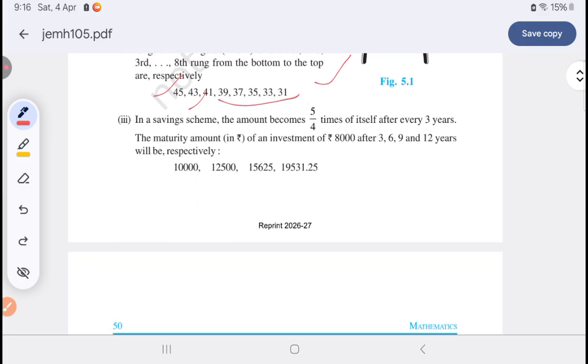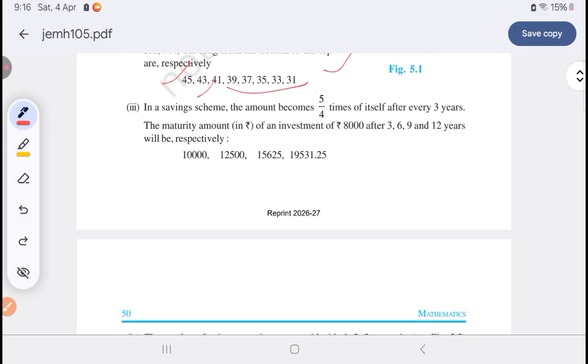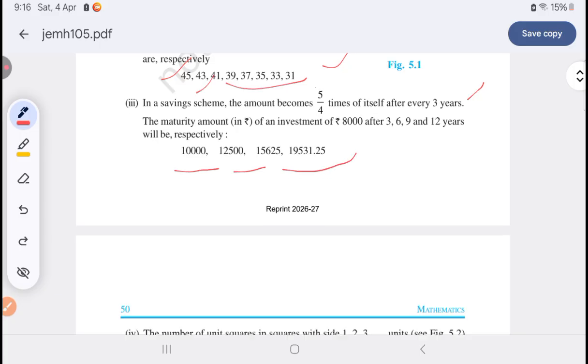And a similar problem. In a savings scheme, the amount becomes 5 by 4 times of itself after every 3 years. The maturity amount of an investment of 8,000 after 3, 6, 9 and 12 years will be respectively 10,000, then 12,500, 15,000 and 19,000.